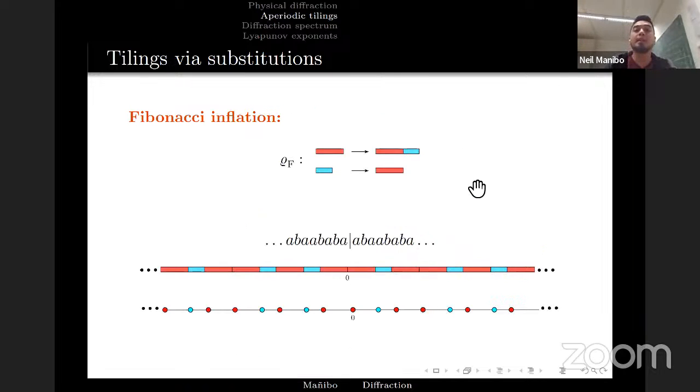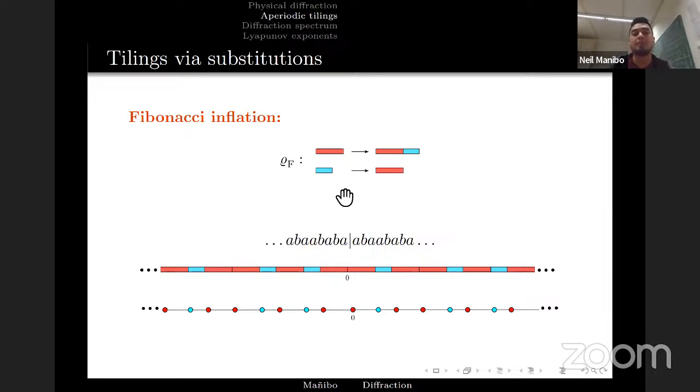So I told you that the matrix allows one to get geometric data from the substitution. Here, you remember the rule before, A goes to AB, B goes to A. Now I just replace all A's by a tile of length lambda. In this case, that's going to be the red tile. And the blue tile is going to be the B tile, which is now of length 1. And this is what we call the Fibonacci inflation.